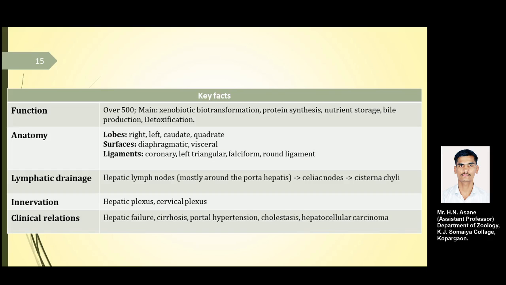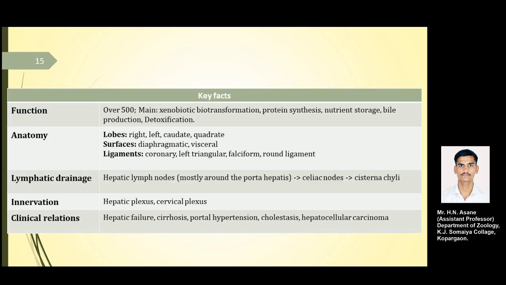Okay, the anatomy: we have seen it has four lobes, the right lobe, left lobe, caudate lobe and quadrate lobe, as we saw in the picture. It has two surfaces, the diaphragmatic surface and the visceral surface. The surface situated below the diaphragm is named the diaphragmatic surface, and the other surface faces the visceral organs, that's why it is the visceral surface.